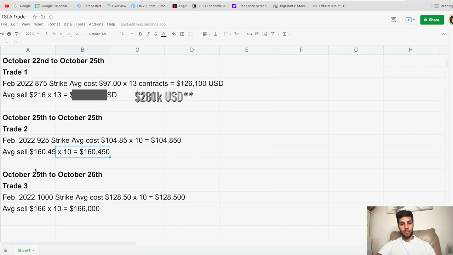And then once I closed out that position, I bought the February 2022 1,000 strike averaging 128.50, 10 contracts, which is 128,500. And then I ended up selling it the next day, October 26th, for an average cost basis of 166 times 10 contracts, which is 166,000 US.